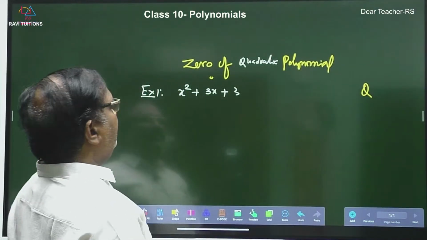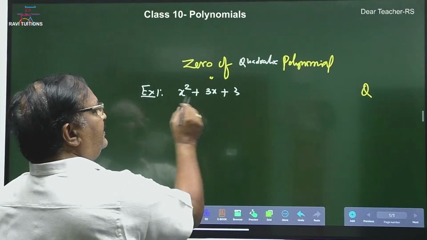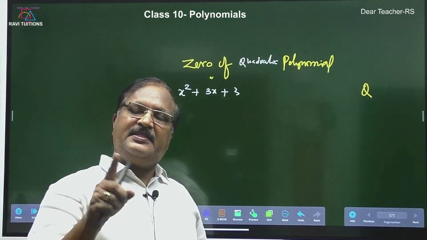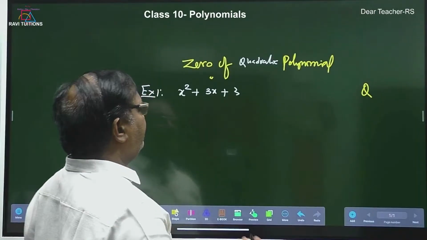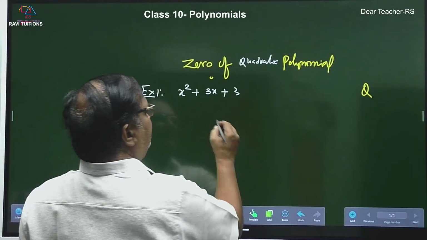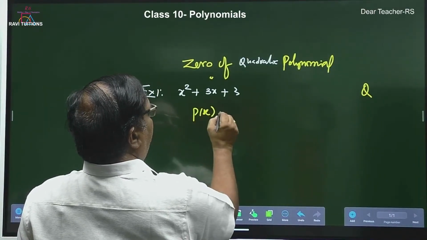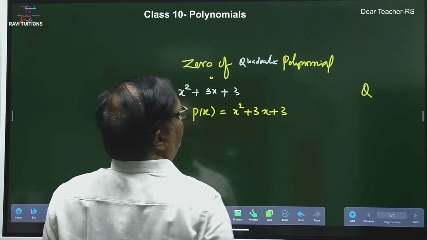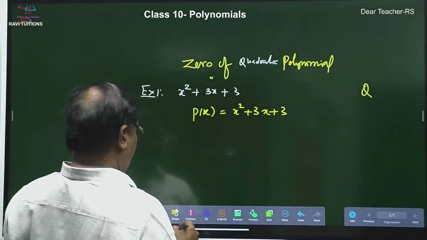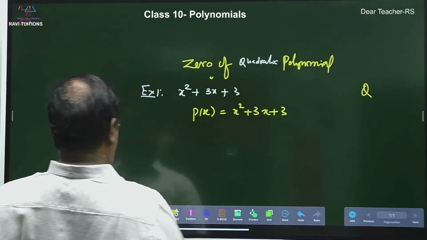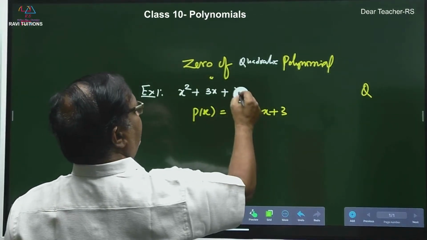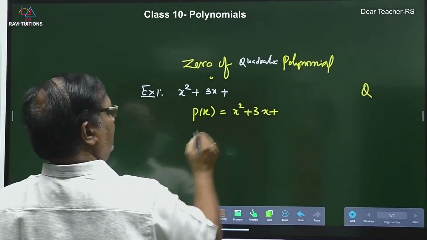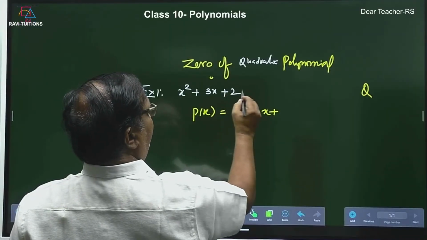So now this is a quadratic polynomial. How to find zeros? You have to express it in the form of factors, product of factors. So let us say p(x) is equal to x square plus 3x plus 3. Okay, sorry, let us not write 3, let us write 2.